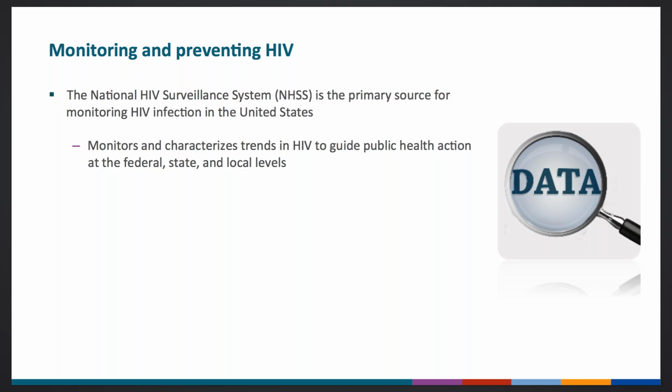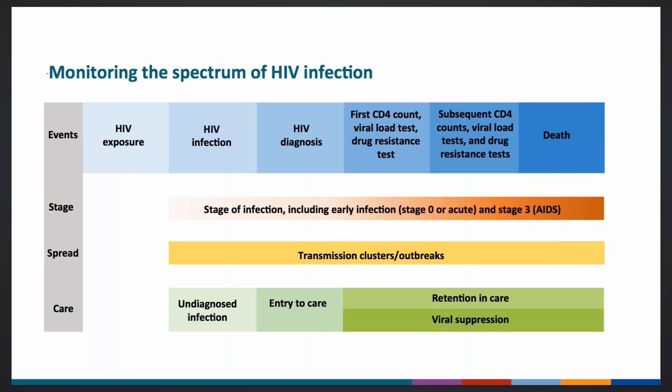So the National HIV Surveillance System is the primary source for monitoring HIV infection in the United States, as you know, and we use it at federal, state, and local levels. This is an updated version of a slide that you may have seen in the past about monitoring the spectrum of HIV infection. The National HIV Surveillance System monitors a variety of different things. Traditionally there are events ranging from HIV exposure to infection to diagnosis, to first CD4 viral load, subsequent CD4 viral load, as well as drug resistance tests and death.